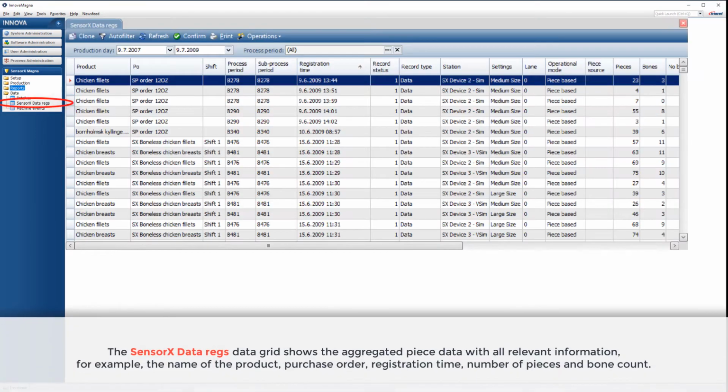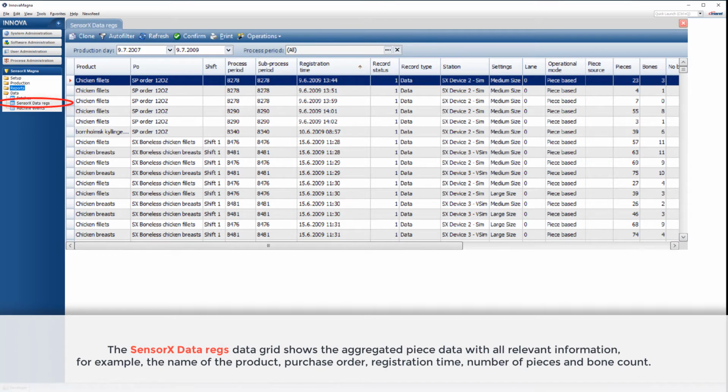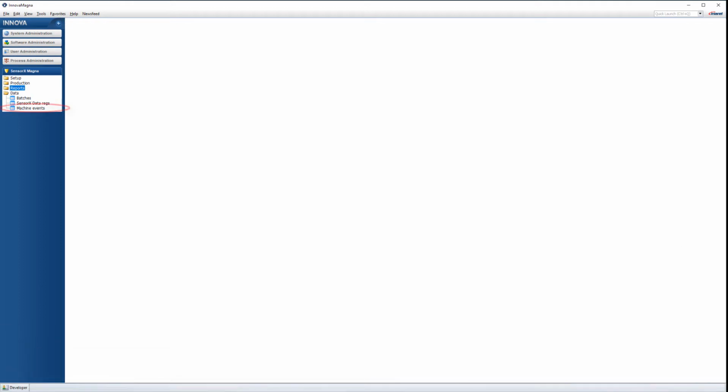The SensorX Data Registration data grid shows the aggregated piece data with all relevant information. For example, the name of the product, purchase order, registration time, number of pieces, and bone count.